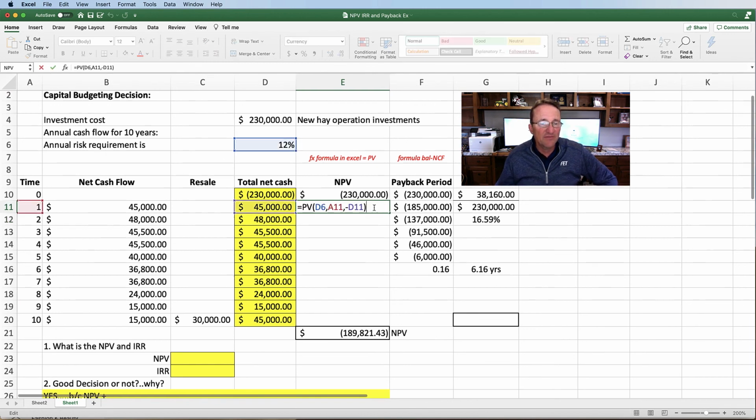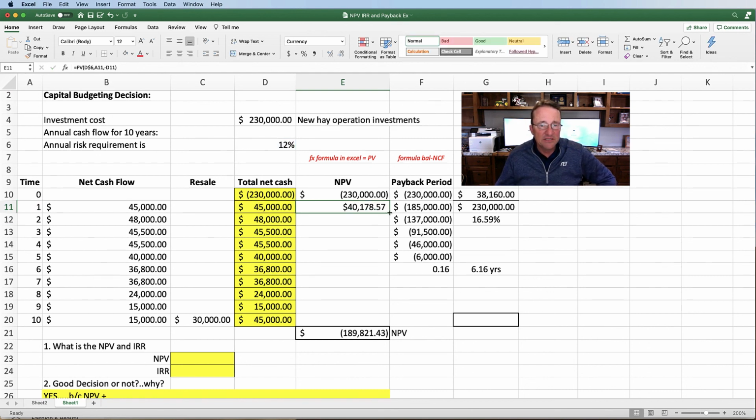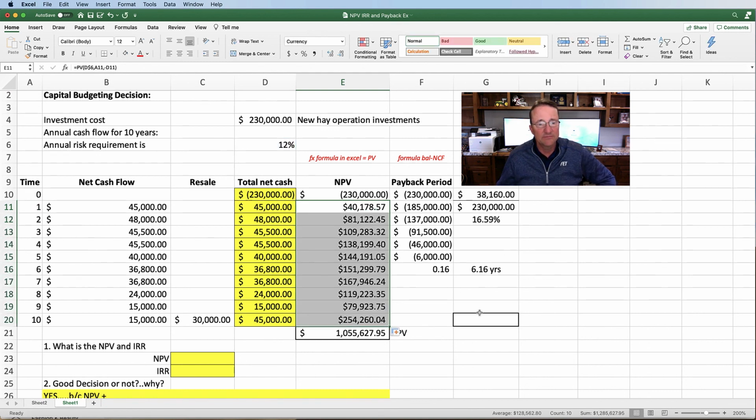Now that I've written that formula, I'm going to lock a few of these. I want the interest rate to stay right there, so I put a dollar sign in front of the 6 so it doesn't go to 7 and 8 and 9. The time I want to move, and the dollars in D11, I want to move. So now I can just simply copy that all the way down.